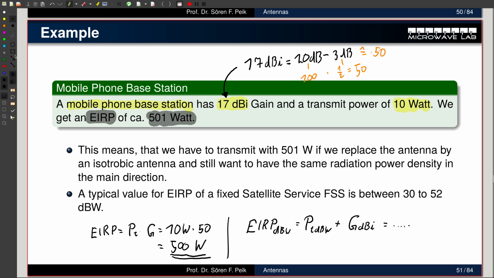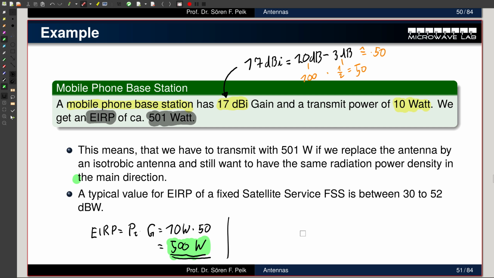So the important thing is the result here: 500 watt means, as I said, we haven't done that yet, so we do it next time. Let's draw a little figure again. Here's my base station tower. And here's a guy with a cell phone, and he receives a signal.